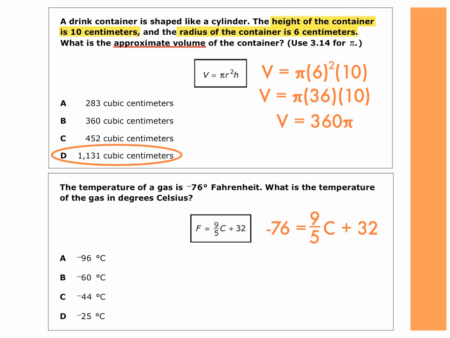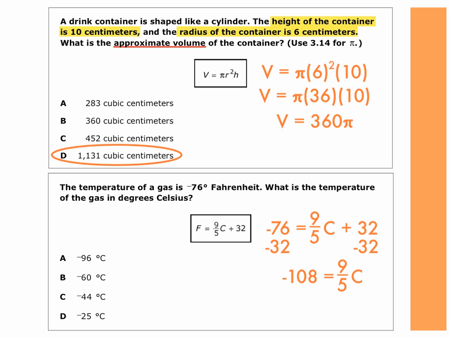My first step to solve for C, now that I only have one variable that I want to solve for, is to treat this just like a two-step equation. So the first thing I need to do to isolate C would be to subtract 32 from both sides. When I do that, I get negative 108 equals 9 over 5C.